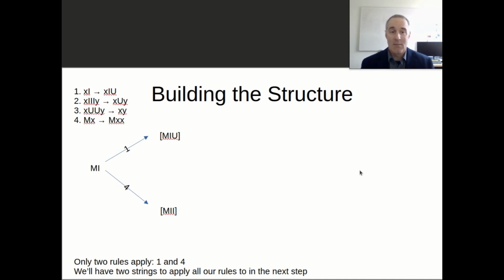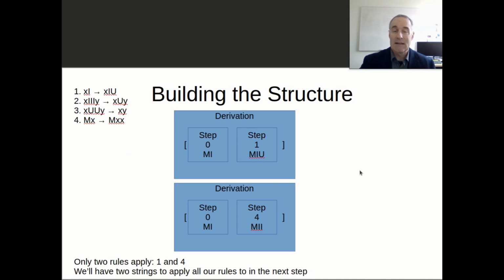We produce MIU by applying rule 1, and we produce MII by applying rule 4. And if we look at these in terms of the data structure, we have now 2 derivations that each have 2 steps. The original MI, step 0, and then we have a new step that is the result of applying rule 1 to yield MIU and rule 4 to yield MII. So we have two derivations, each of which has two step objects inside it.